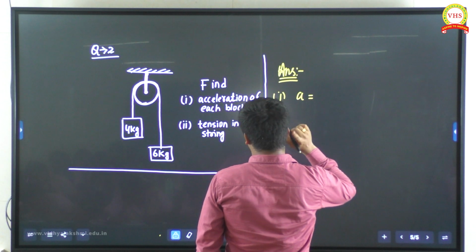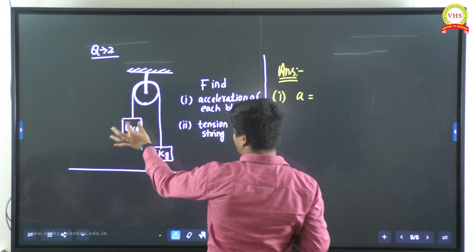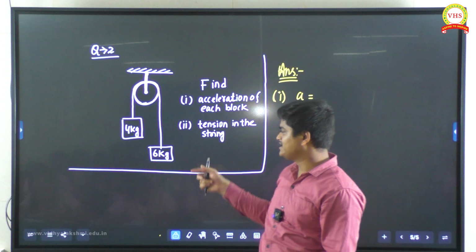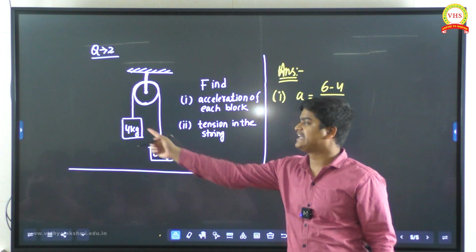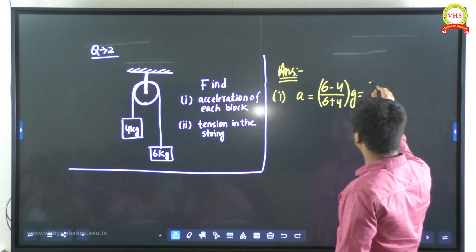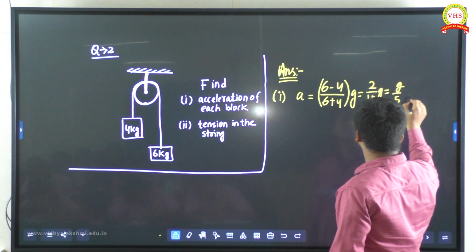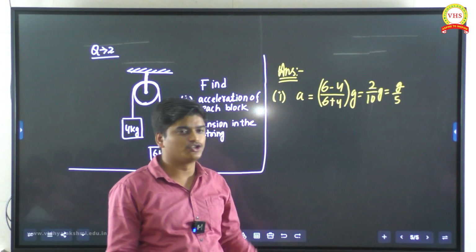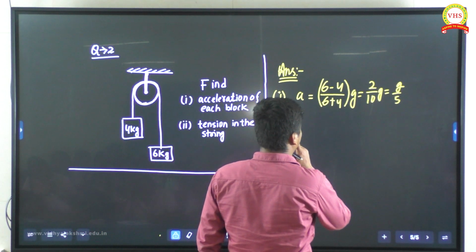What will your answer be? Acceleration of each block, that is A basically. All of you listen carefully. 6 kg is the greater mass, 4 kg is the lower mass, right? So our formula is heavy mass minus light mass, 6 minus 4, divided by 6 plus 4, into G. So how much is it coming? 2 by 10 G, or basically G by 5. If acceleration due to gravity is given in the question as G equal to 10, then the answer is 2. If G is 9.8, then calculate 9.8 by 5. Okay, I'll write G by 5.